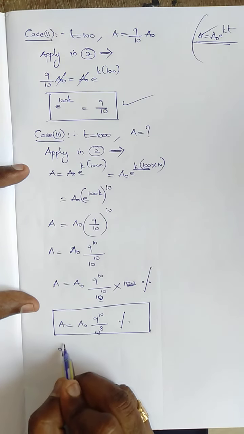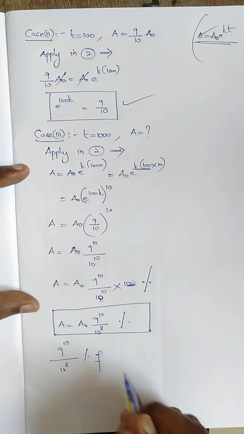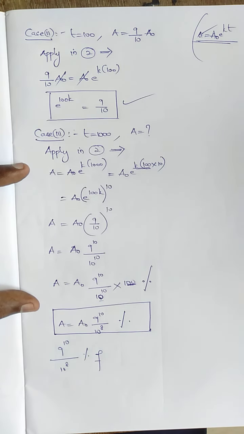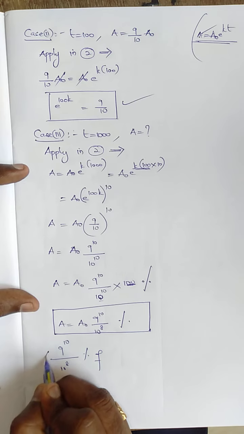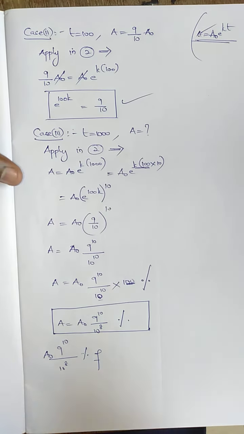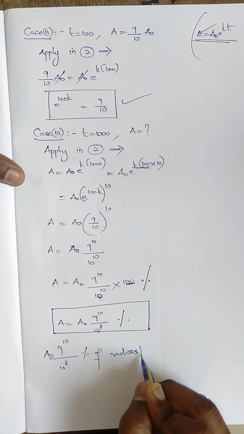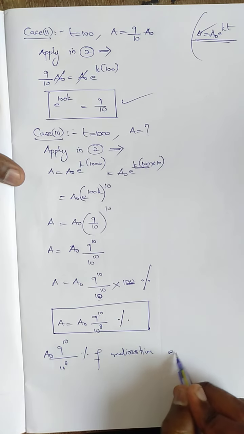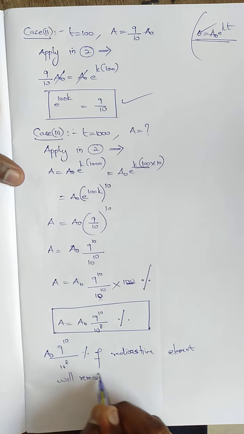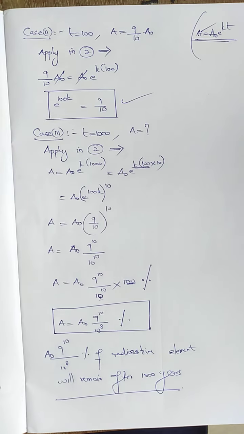See, 9 power 10 over 10 power 8 percent of A naught, the radioactive element, will remain after 1000 years. Thank you.